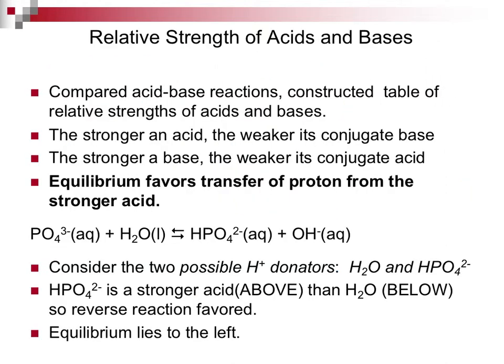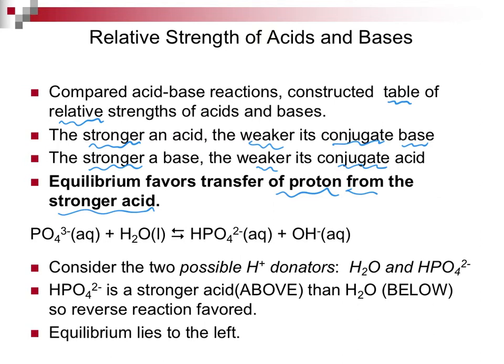So let's look at a problem. How do we do this? Well, I just showed you that someone constructed a table of all the relative strengths. If you have a really strong acid, the conjugate base will be weaker. If you have a really strong base, the conjugate acid will be weaker. And equilibrium, we talked about that in chapter 15, always favors a transfer of the proton from the stronger acid. Makes sense. It's kind of like the driving force for the reaction.